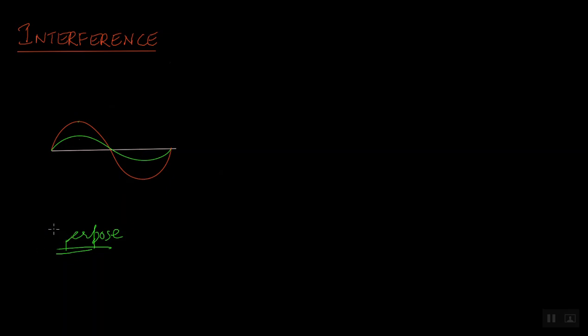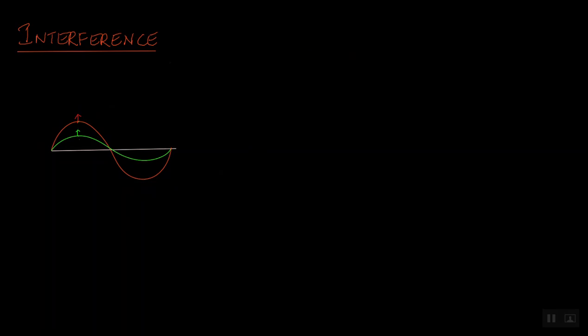Now, if they coincide in this manner, then what will be the amplitude of the resultant wave? If you look at this particle here, the green particle is going in this direction, pulling in that direction. The red particle is also pulling in that direction. So basically this crest portion of the wave will become bigger. Why? Because these two particles are pushing in that direction. So the resultant wave will be something like this.